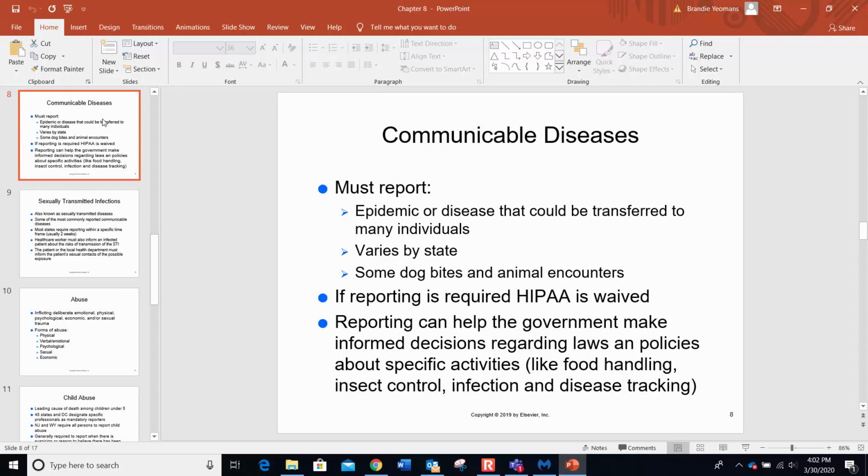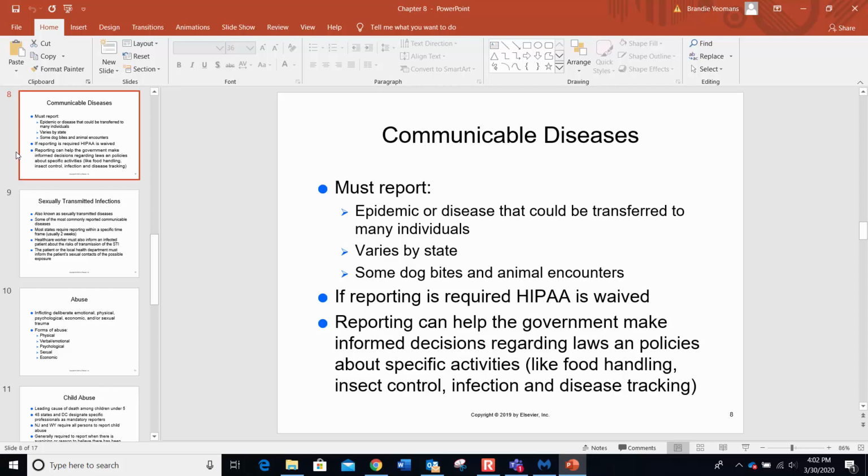So if you have a patient come in the office and they have a laceration or a puncture wound, and they say, hey, I've been bitten by a dog, we have to report that. First, you start out with calling animal control and the police department within your area so that can be taken care of appropriately.